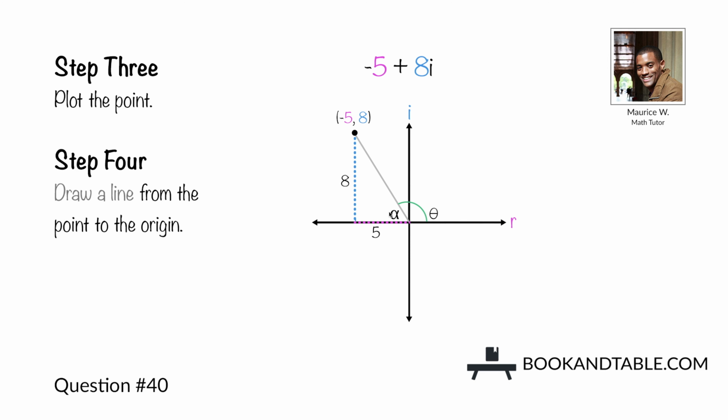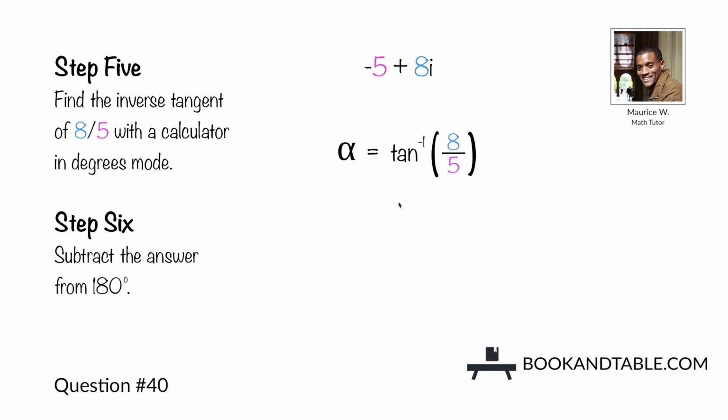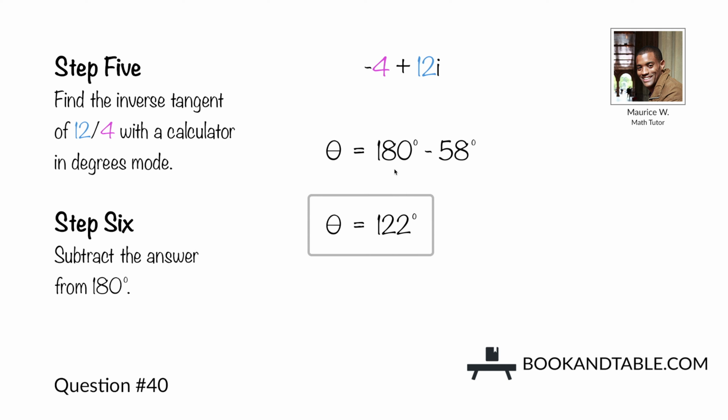So what we do is we plug in the inverse tangent of 8 over 5, opposite over adjacent, into a calculator in degrees mode. And the inverse tangent of 8 over 5 gives us alpha is equal to 58 degrees. We'll then subtract that from 180 degrees. And 180 degrees minus 58 degrees shows us that the argument or theta is equal to 122 degrees.